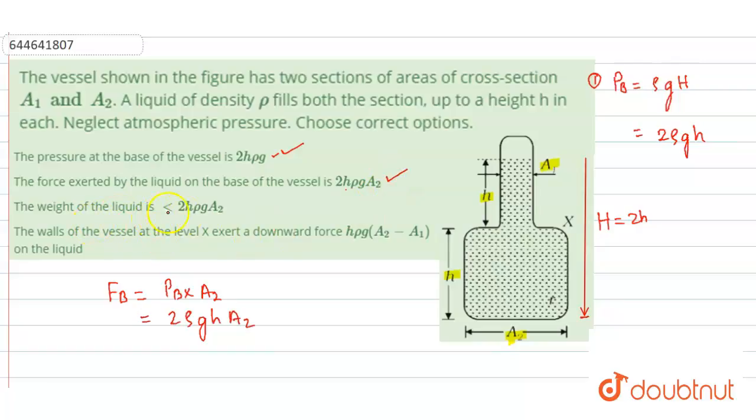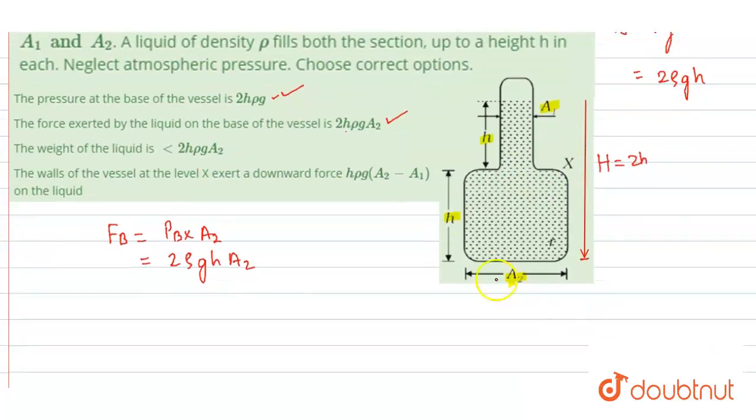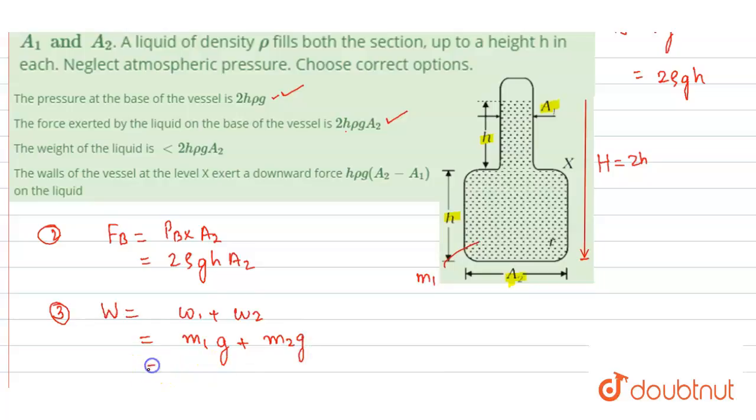Now the weight of the liquid is less than 2h rho g A2. Now let us try to check this option. How do we find the weight of the liquid? So to find the total weight of the liquid, this is option number 3, this is option number 2, we have to add the weight of the liquid in both the columns. So what is the weight of the liquid in the first column? It is simply mass of the liquid in the first column. So let us take this as m1 into g plus m2 into g.